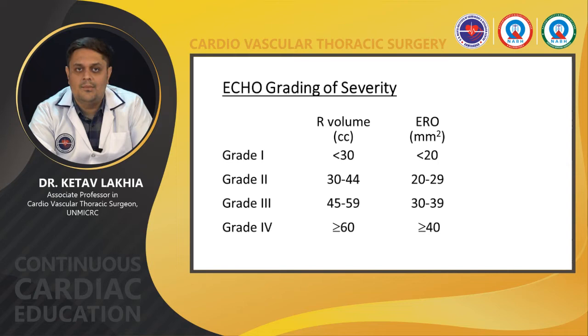So how to grade MR on echo? Two main things are measured, that is regurgitant volume and effective regurgitant orifice. Regurgitant volume less than 30 and ERO of less than 20 would be grade 1. A regurgitant volume of 30 to 44 cc and ERO of 20 to 29 is grade 2. A regurgitant volume of 45 to 59 cc and ERO of 30 to 39 mm square is grade 3. And grade 4 is when regurgitant volume is more than or equal to 60 cc and effective regurgitant orifice is more than 40 mm square.